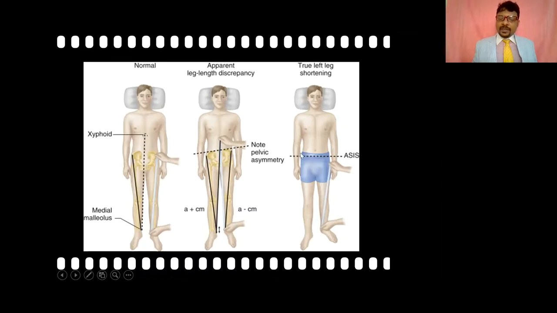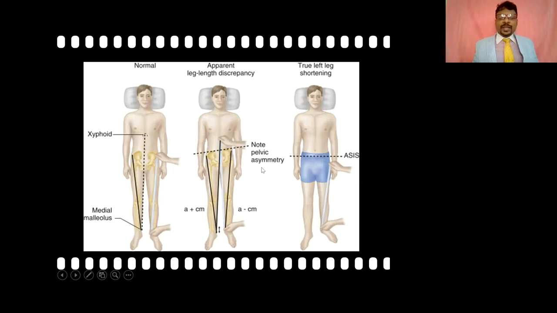If there is any abnormality, it may be altered. The leg may be lengthened or it may be short, depending upon pelvic hiking. One pelvis goes up and one pelvis goes down. When that happens, this side leg is going to be short and this side leg is going to be long. That is the reason. So we have to check for any leg length discrepancy, both apparent leg length and true limb length.